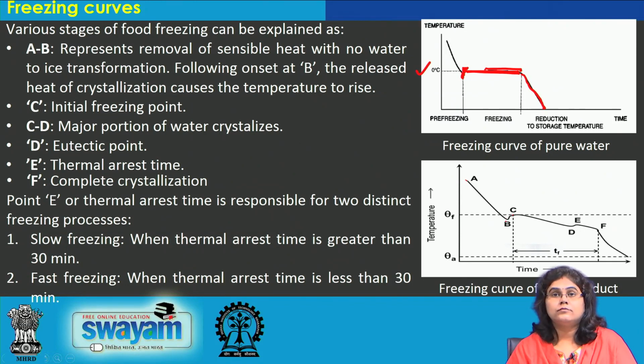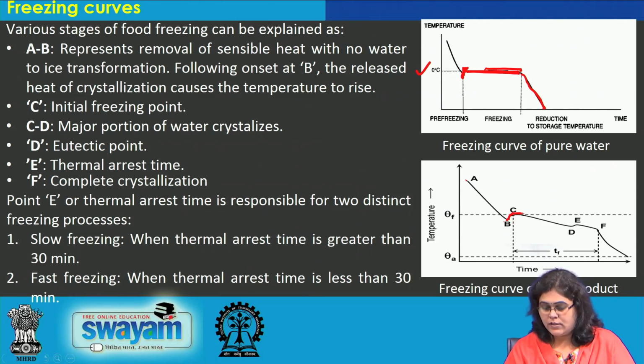below the freezing temperature, that is A B basically represents the removal of sensible heat with no water to ice transformation. Now, following the onset of B, the latent heat of crystallization is released, which aids in increasing the temperature of the product. So, C basically represents the initial freezing point where ice formation begins.